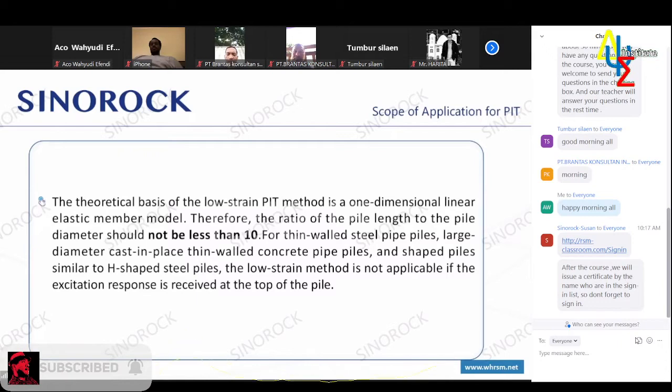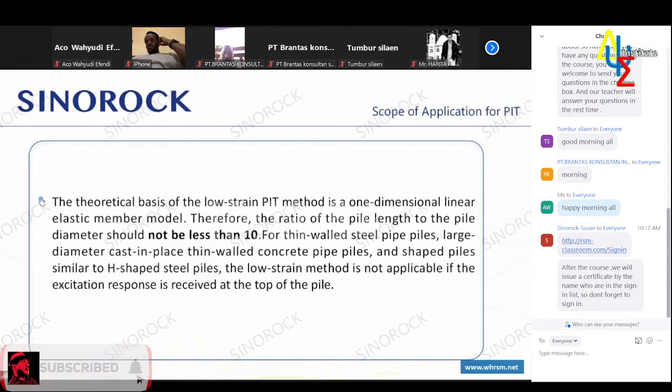The theoretical basis of low strain is the model of one-dimensional linear elastic rod. Therefore, the ratio of the slenderness ratio of the tested pile, and the wavelength of the effective high-frequency component of the transient excitation pulse, to the transverse dimension of the pile should not be less than 10, which is the requirement of one-dimensional linear elastic rod model. In addition, it is also required that the design cross-section of the pile body should meet the basic rules.